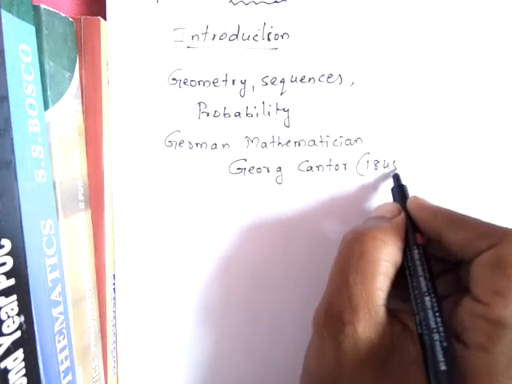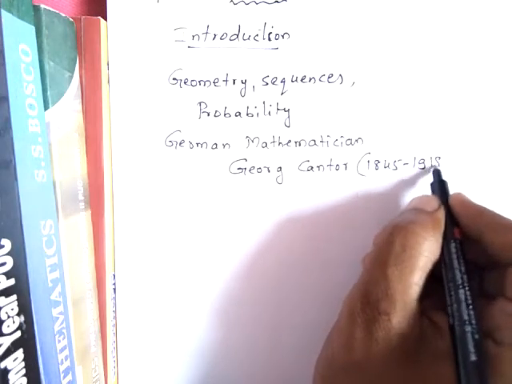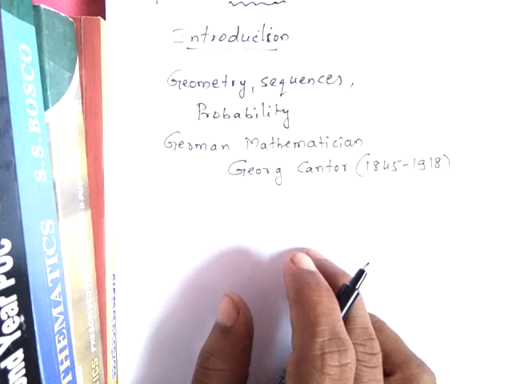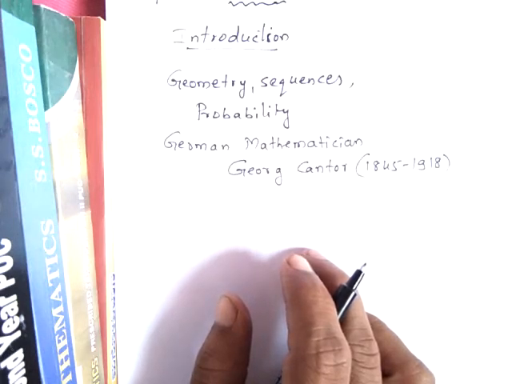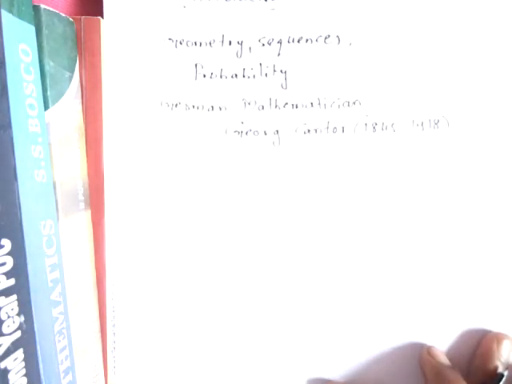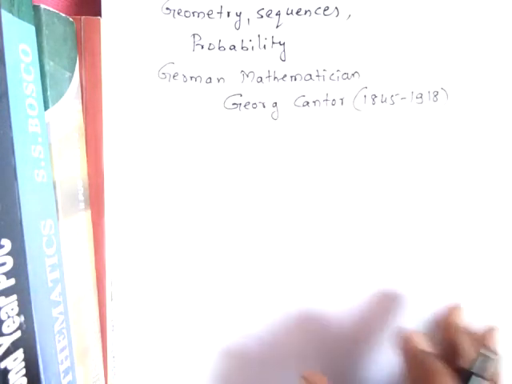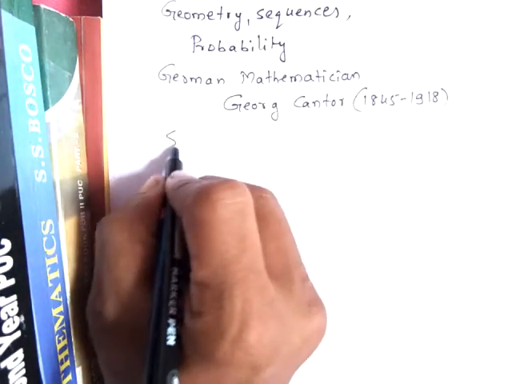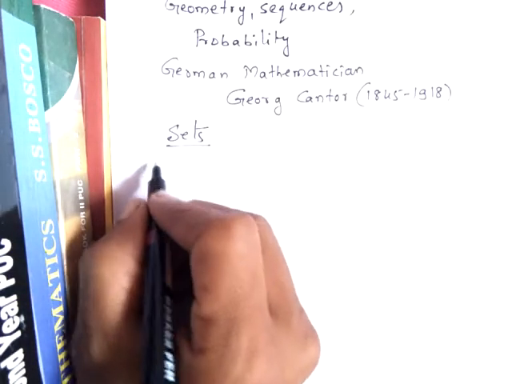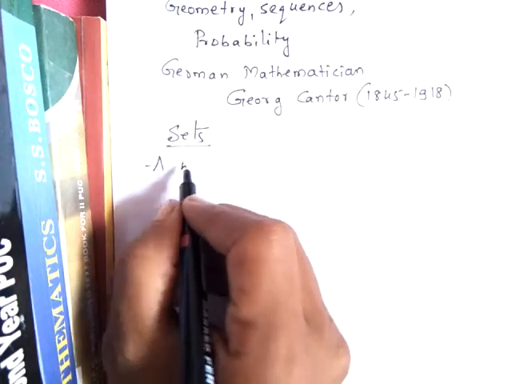He lived from 1845 to 1918, and he worked on these sets when he was working on problems on trigonometric series. In this chapter we discuss some basic definitions and operations involving sets. Now the first question arises: what are sets? I can define a set.